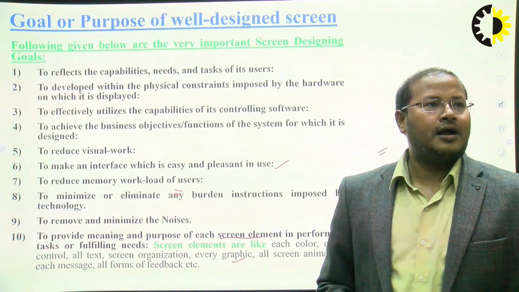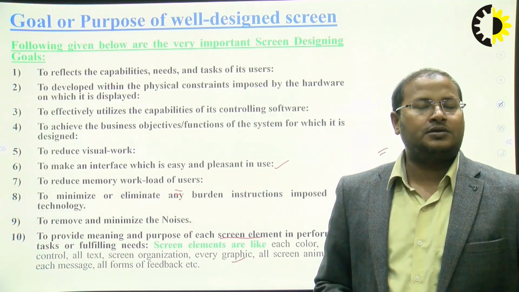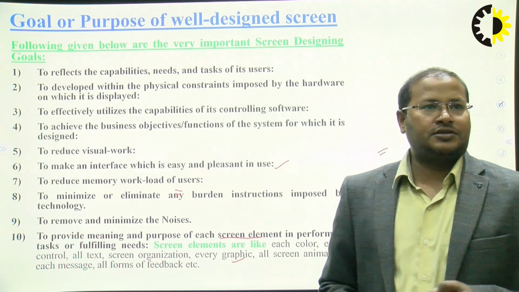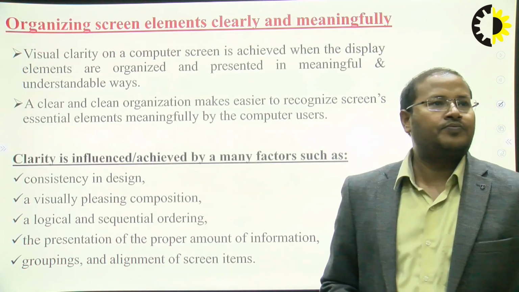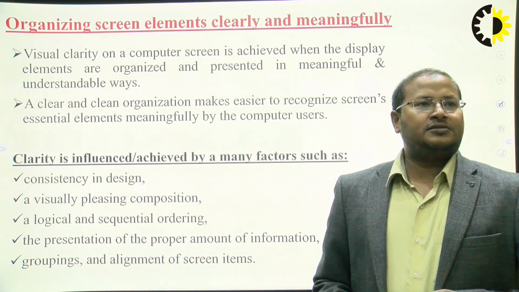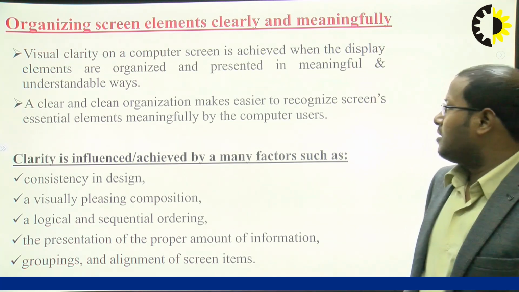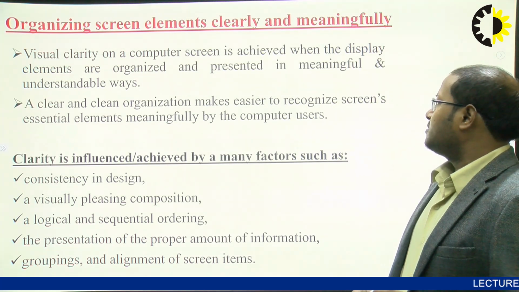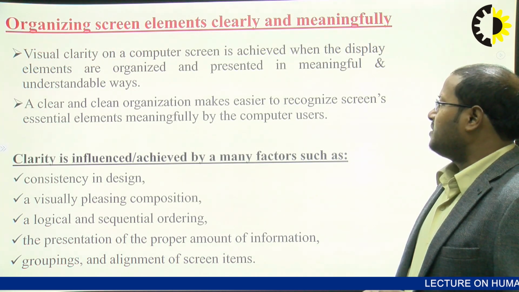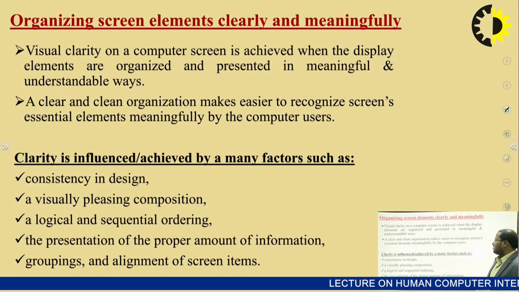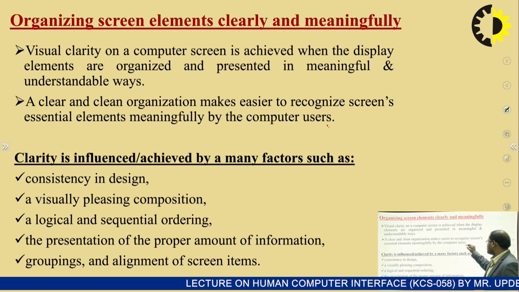So currently I discuss what the goals and purposes are for well designing a screen, and why we should design the screen in a well designed manner. Now, organizing screen elements clearly and meaningfully. Visual clarity on a computer screen is achieved when the display elements are organized and presented in a meaningful and understandable way. A clear and clean organization makes it easier for computer users to recognize the screen's essential elements meaningfully.